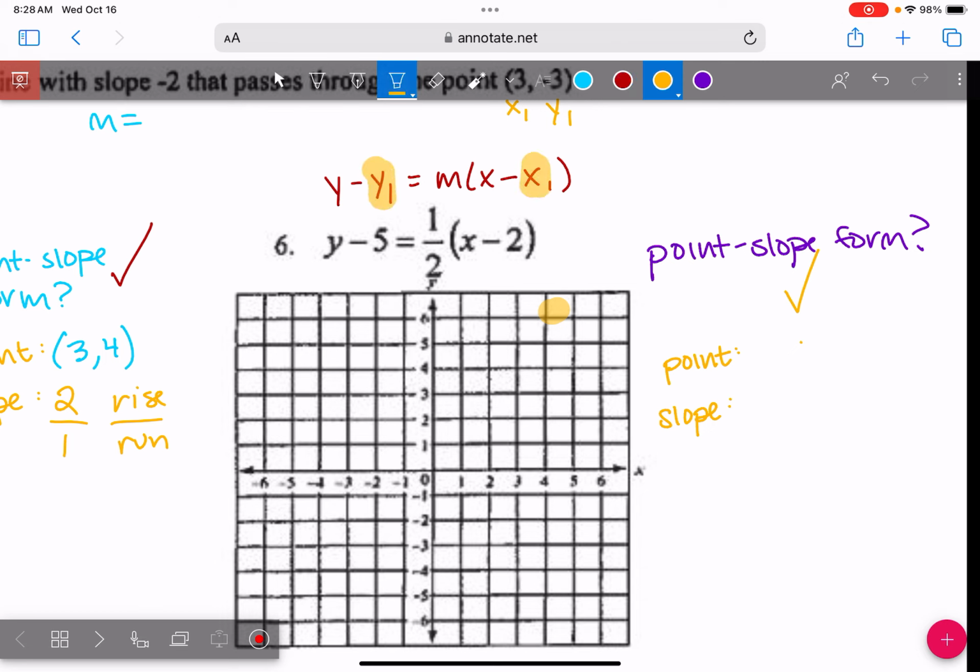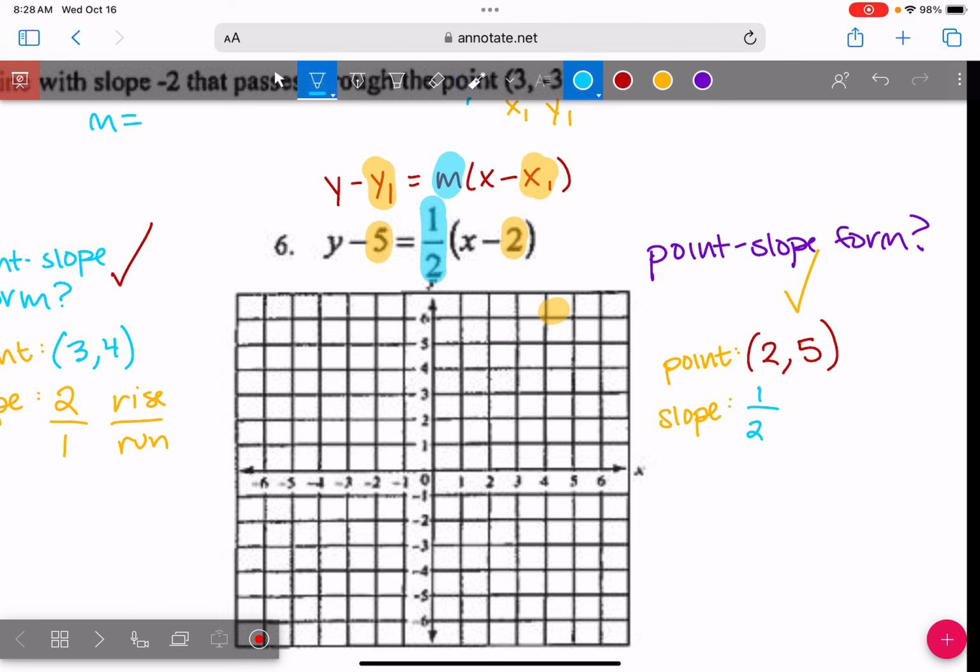These two numbers right here were my point values. So when I look in my equation, I have a 5 and a 2 there. So I'm going to come down over here. My x value of my point was the 2. My y was the 5. And then I have my slope, or my m value. So in this situation, it's 1/2. Once I have these two pieces of information, I'm ready to graph.